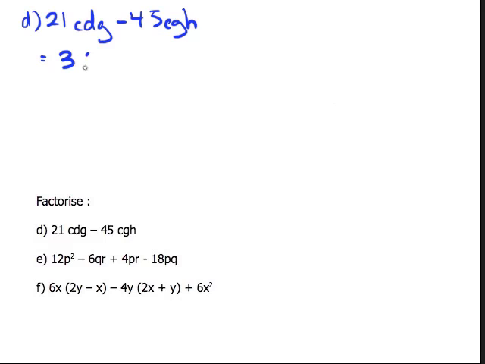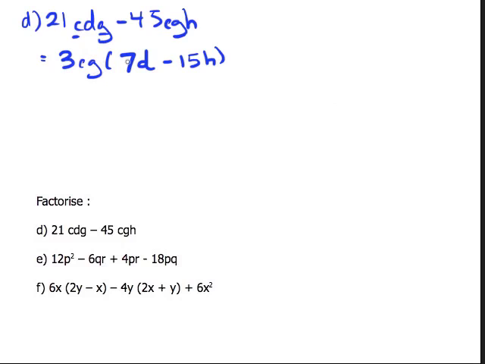Let's see, 3, you get 7. Okay, sorry. So take out a 3 here. You take out the C and the G. So CG, 7D minus 15H. And basically that's it. Yeah, that's it.